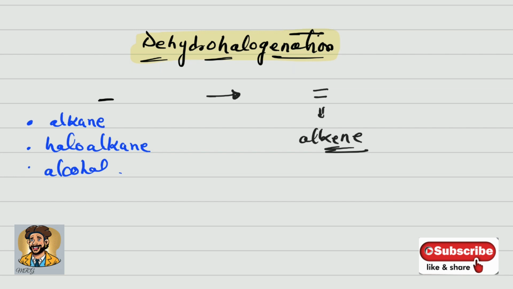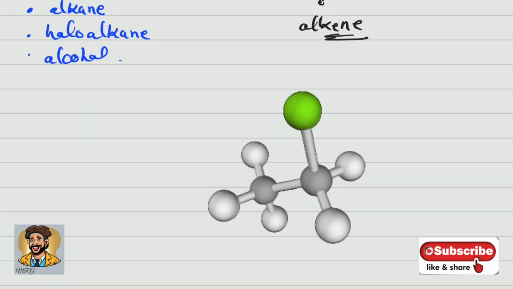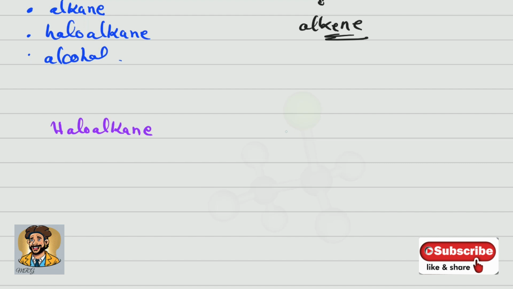Today we're going to focus on the dehydrohalogenation. So in this case, we're going to begin with a haloalkane. And as a product, we are going to have an alkene. Alright, that is the thing. But for this specific reaction, we need some conditions to happen, some very important conditions. Otherwise, this reaction is not going to happen.